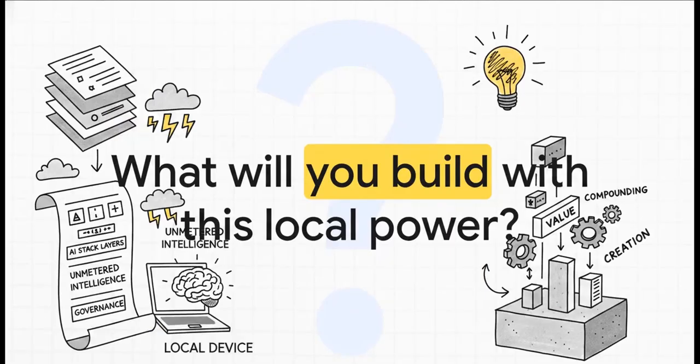So, let's wrap this up. We've unpacked the whole blueprint, right? From the compute fabric all the way up to governance. We've discovered that this astounding unmetered intelligence isn't just a promise for tomorrow. It's already sitting locally, literally right in front of you. So the ultimate question I want to leave you with in this explainer is this. Unmetered intelligence is already on your desk. What will you build with it?